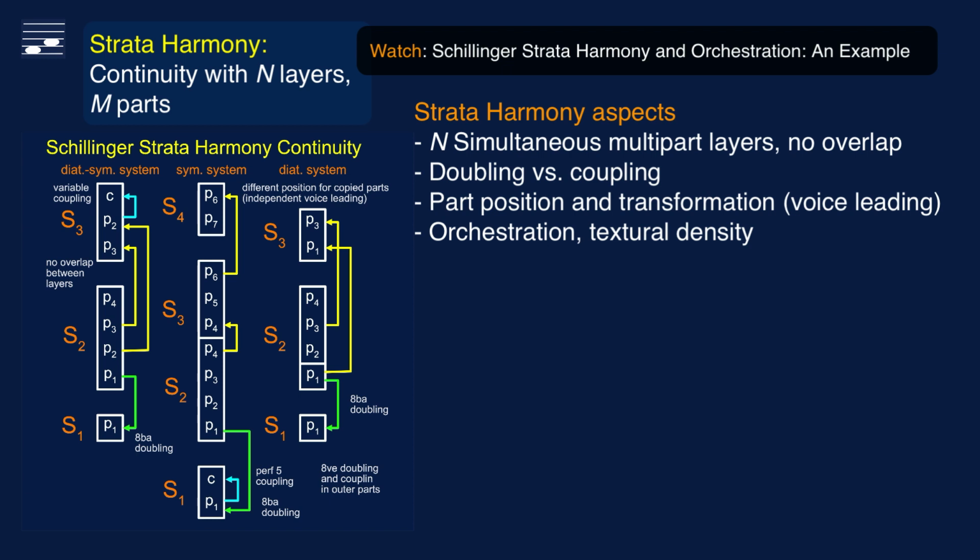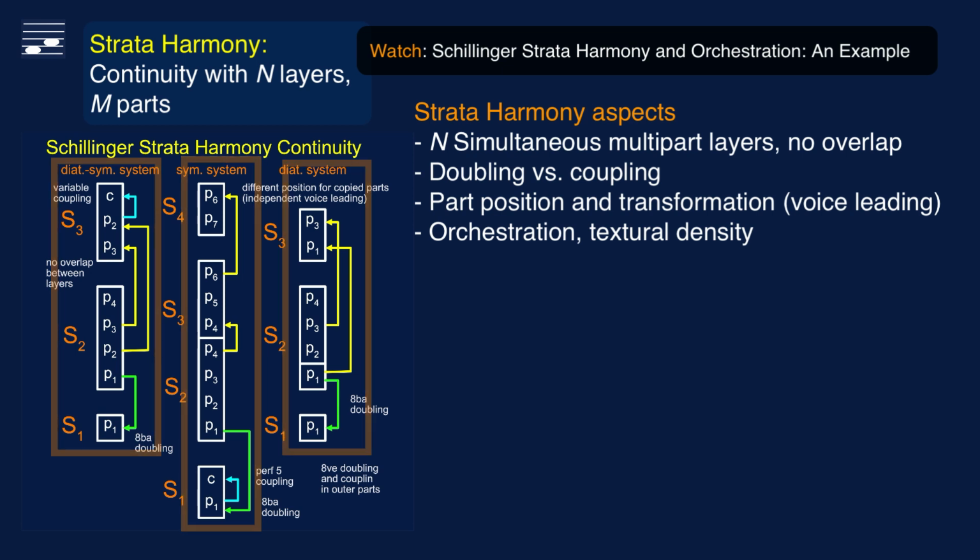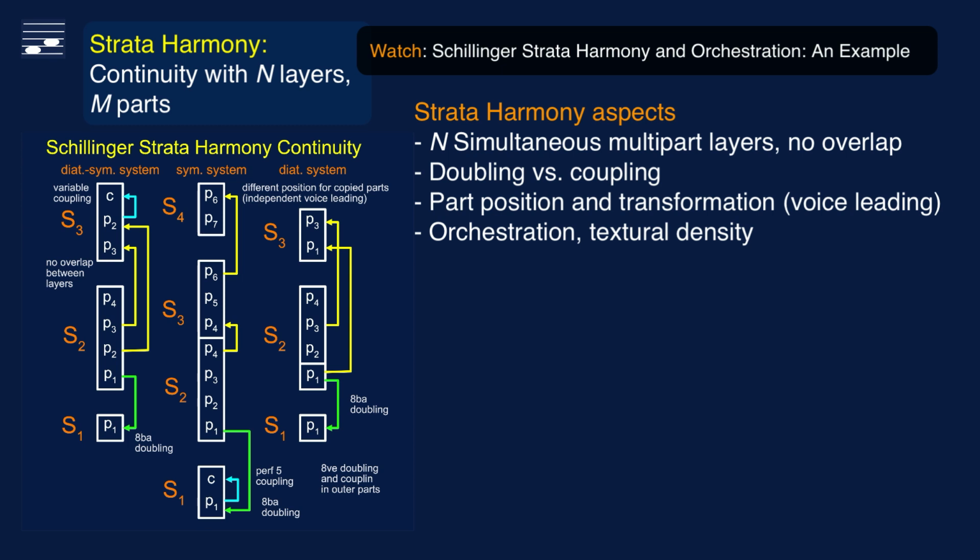Strata harmony means that we are writing chord progressions, continuities, in a number of simultaneous layers or strata, that each contain a single or multiple parts. The continuity implies positioning of each chord and transformations between successive structures. This is the voice leading domain. In strata harmony we may obtain dense orchestral textures.